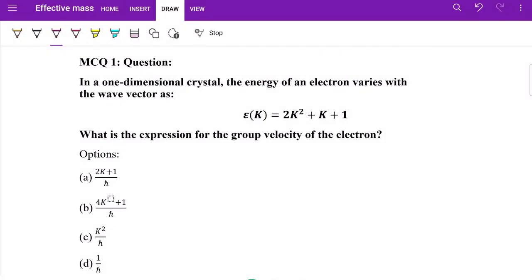Hello, let us discuss some problems on effective mass. So the problem statement is, in a one-dimensional crystal, the energy of an electron varies with the wave vector as given by E of k is equal to 2k square plus k plus 1. Then, what is the expression for group velocity of the electron? And options are given.